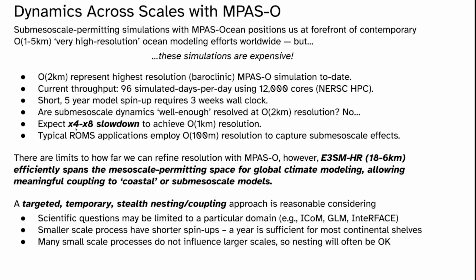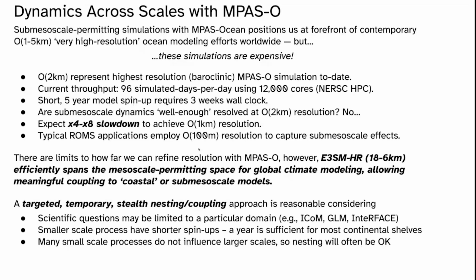As you double the resolution, double the number of grid points, you can expect a 4 to 8 times slowdown. I always think about it as an order of magnitude slowdown for each halving of resolution to achieve 1-kilometer resolution. And so we're talking a lot now to do a quick 5-year spin up. And in coastal applications, the state of the art for ROMS applications is to employ order 100-meter resolutions to capture these sub-mesoscale effects. And so we're still a long ways away.